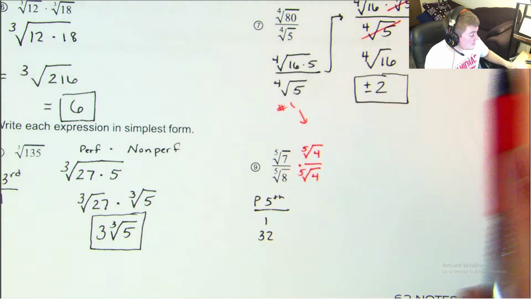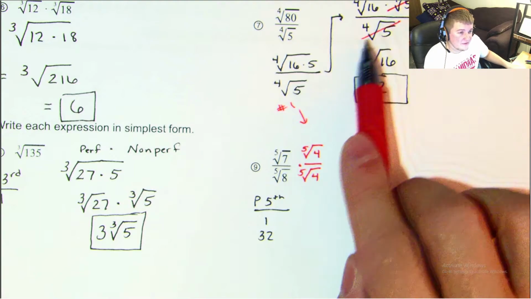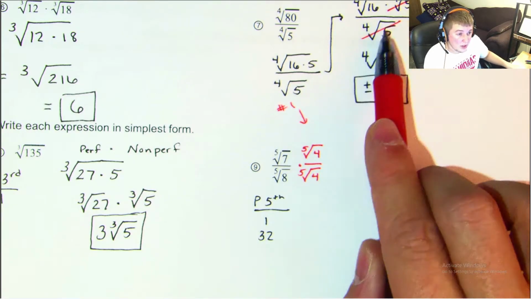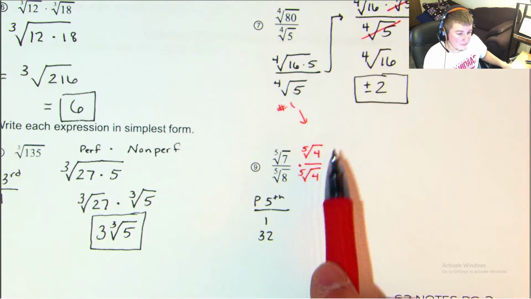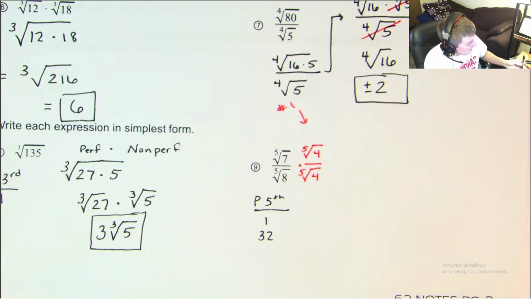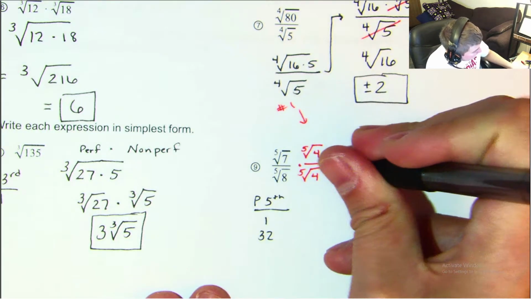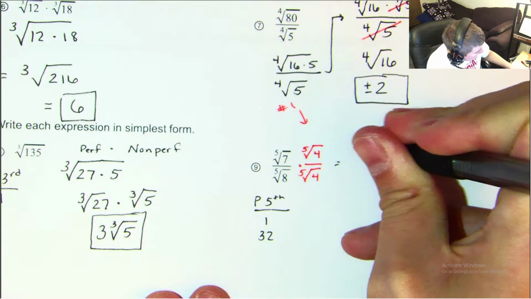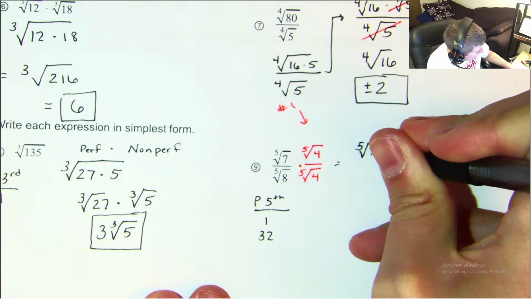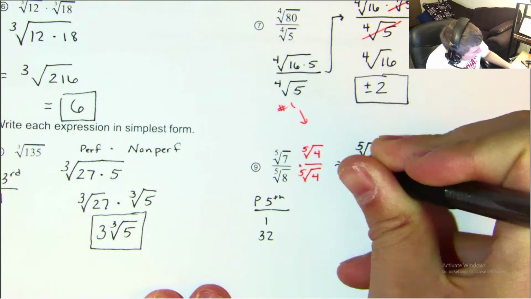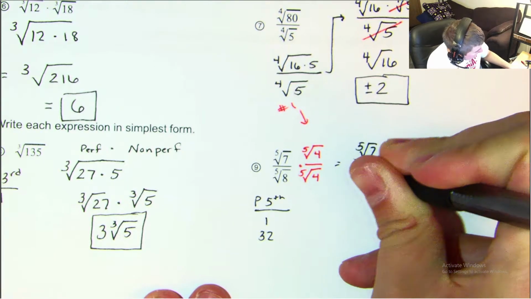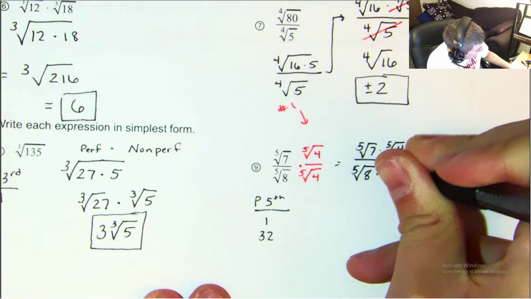For the same reason I can cancel out the fourth root of 5 divided by the fourth root of 5, because that's just 1. Here I'm multiplying by that. So let's see what happens when we do that. We get the fifth root of 7 times the fifth root of 4 over the fifth root of 8 times the fifth root of 4.